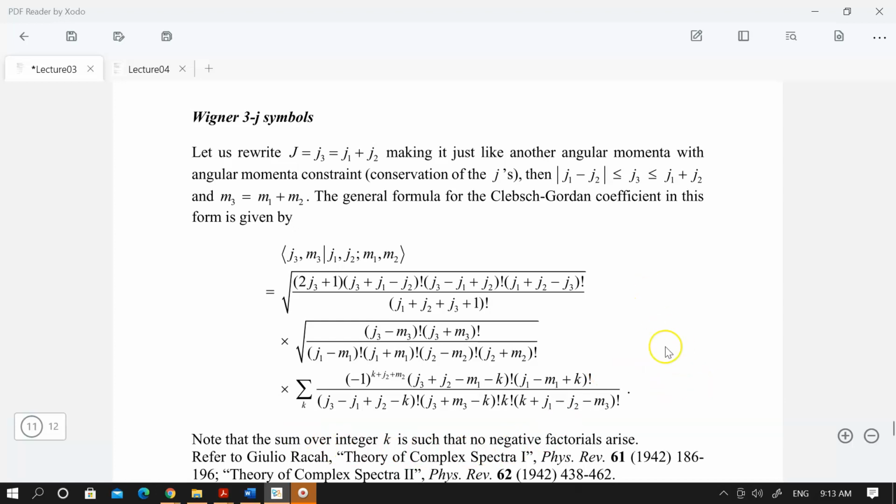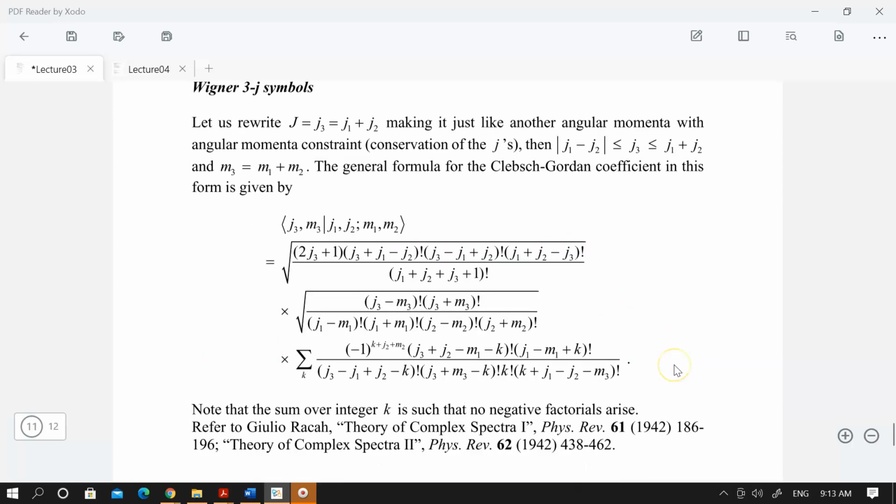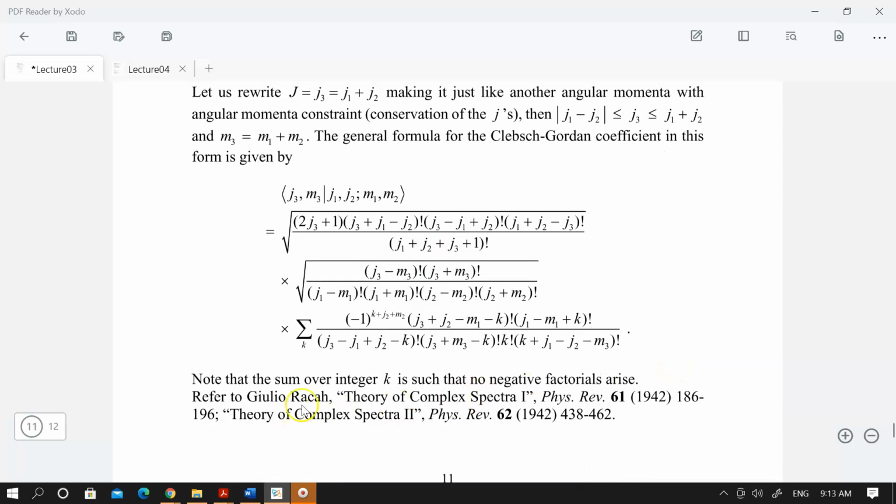Okay, but this is essentially the general formula. You can find this in the paper of Racah. I'm not sure how we pronounce this. There are two series of two papers, Theory of Complex Spectra 1 and 2. The paper is quite old, but they already did these calculations explicitly. In those days we didn't really have a computer or a table to do this.